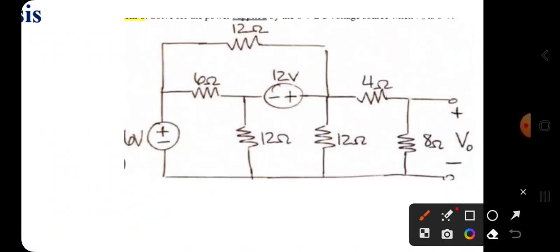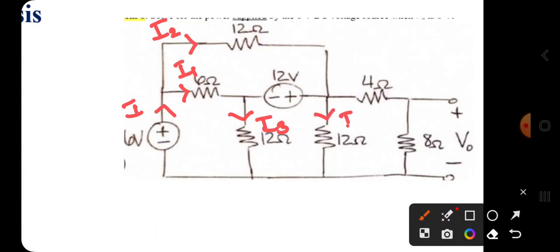Let me assume this is current I. Then here the current is I1, then this current is I2, and this will be I3, and next let us assume this is I4, this will be I5. He has given the clue on how you can find the value of current I5.